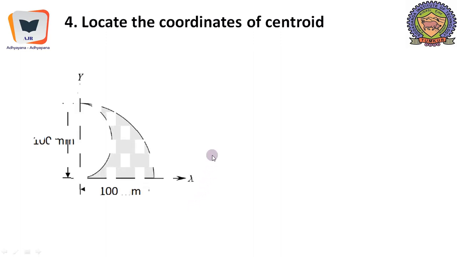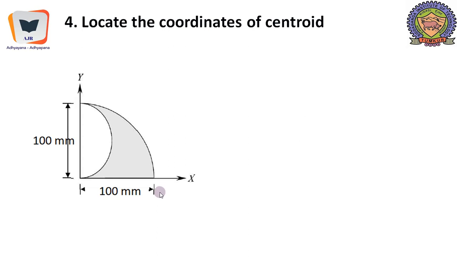Fifth problem, locate the centroid of the given figure. Here this figure is something like this. It is once again asymmetrical. The reference axis is already given. There is a quadrant of a circle measuring a radius of 100 millimeter, and there is a semicircular hole created in the quadrant of a circle.